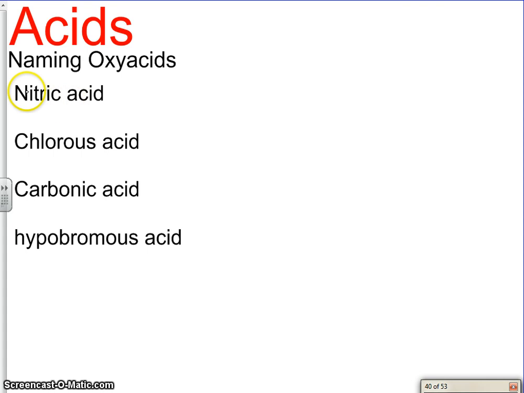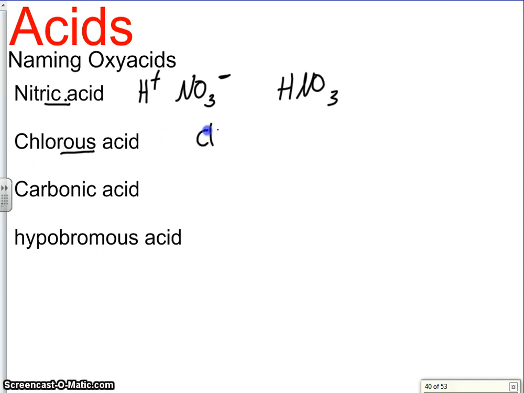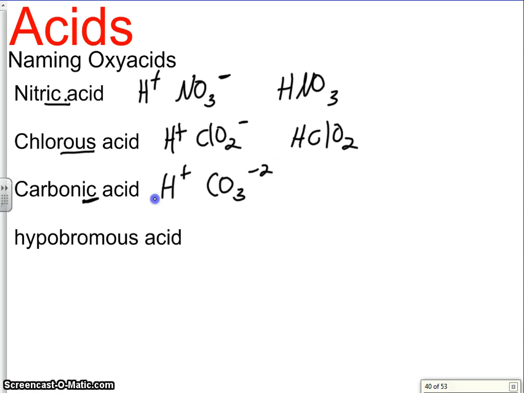Let's try some of those. No hydro tells us polyatomic ion. Ic tells us ate, which is NO3 -1, nitrate. Acid tells us hydrogen. Cross and swap, HNO3. Chlorous, no hydro. Chlorous tells us ClO2, chlorite, and that also has a -1 charge, hydrogen +1 because of the acid, HClO2. Carbonic ends in ic, came from ate, no hydro tells us polyatomic ion, CO3 -2, throw hydrogen out in front, cross and swap, H2CO3.